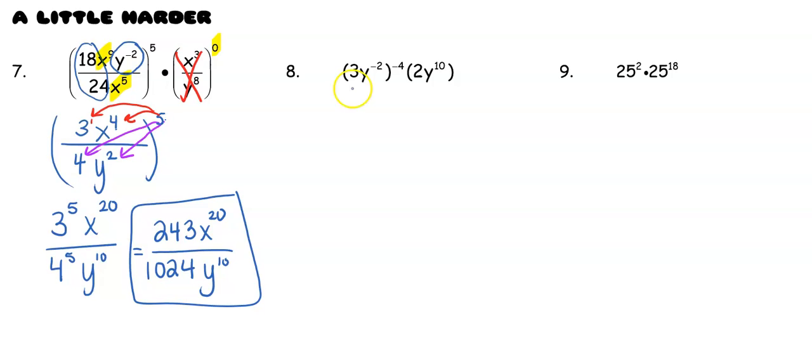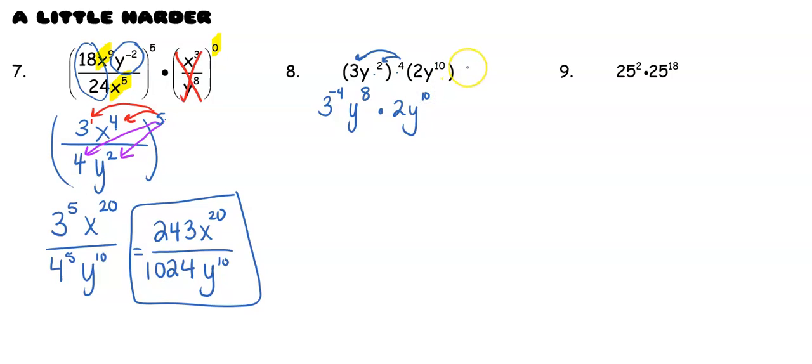When I get to number 8, I can either take care of this negative first or I can take care of this negative first. If I see that I have negatives inside, I like to distribute first. But it's not wrong if you do it the other way. So that becomes 3 to the negative 4th. Remember that this is not 3 times a negative 4. It's 3 to the negative 4th power. And then a negative 2 times a negative 4 makes that a positive 8. That's why I like to leave it.